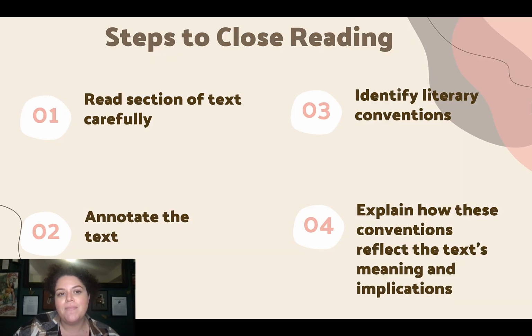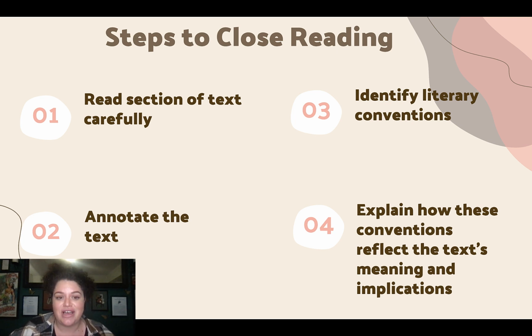These are the four main steps to close reading. So first and foremost, we have to read the section of text carefully. So we read the entire, let's say we're looking at a chapter. We read the whole chapter and we want to go back and break it down into smaller pieces. Read the section of text carefully. Don't just speed through it. Take your time to actually go through it.